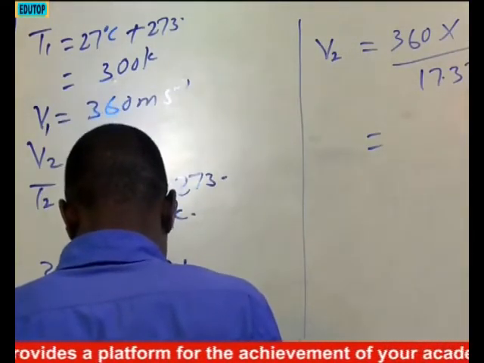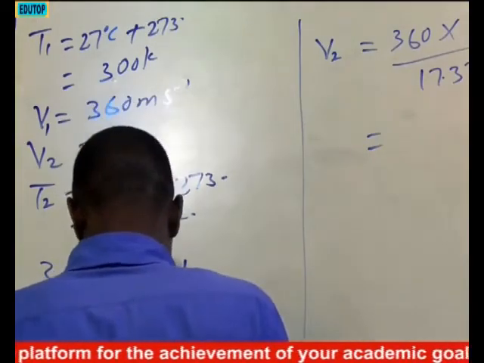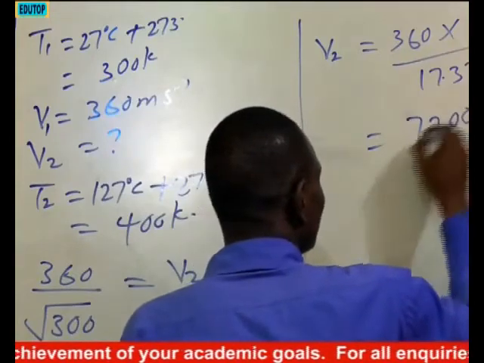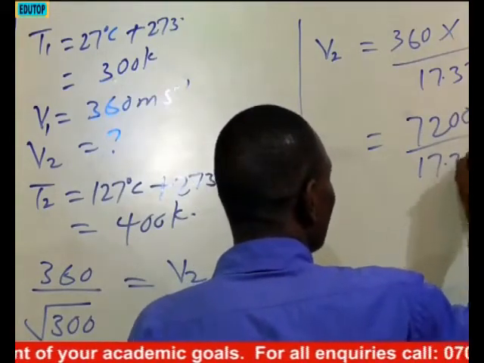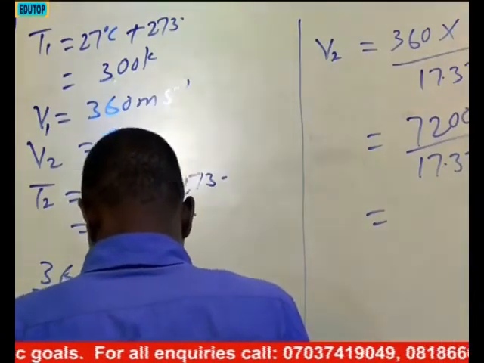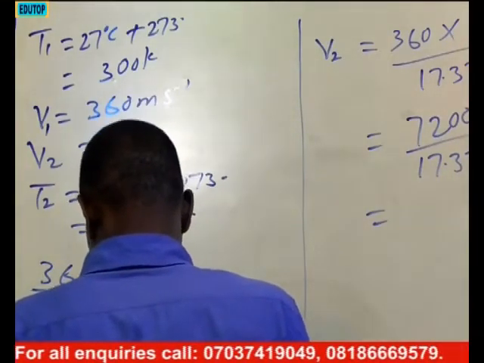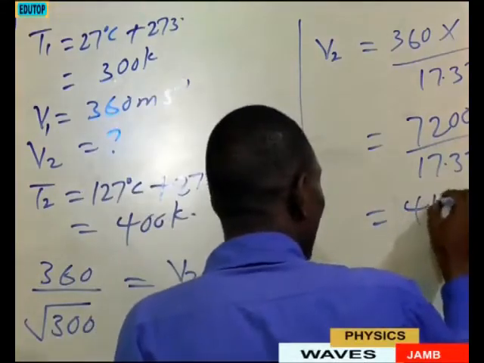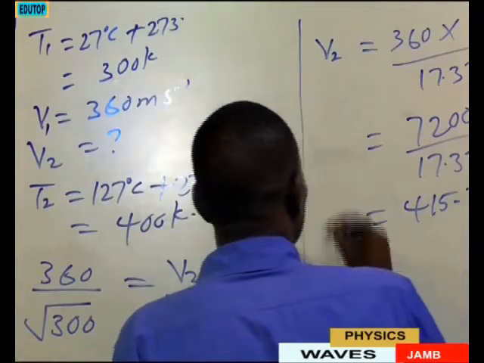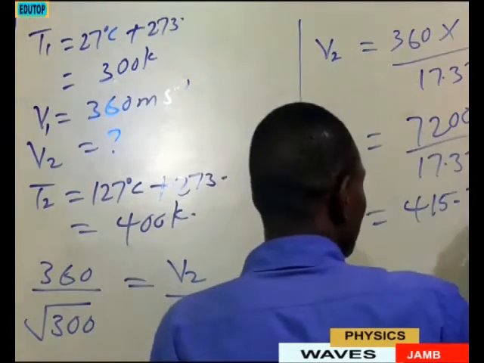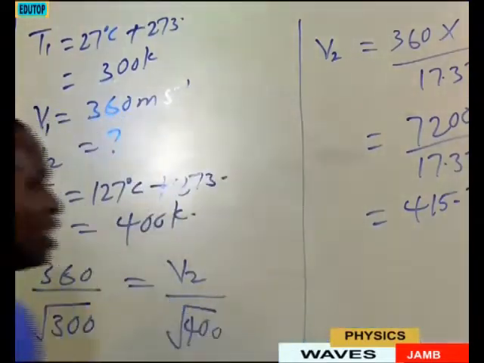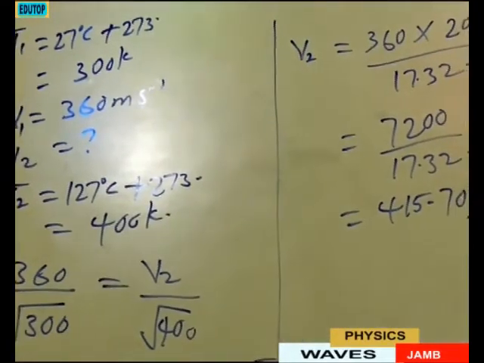360 times 20, we are going to have 7,200 divided by 17.32. We are going to have 415.70. And what are we looking for? Velocity, meters per second. And that's the answer for that question.